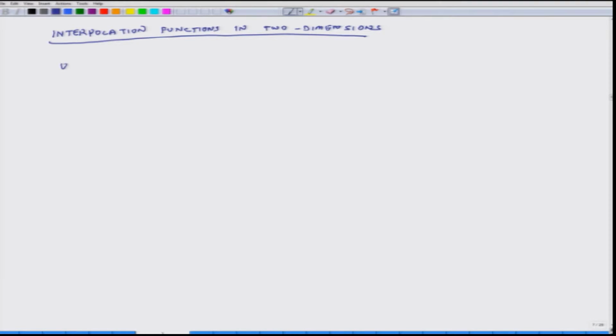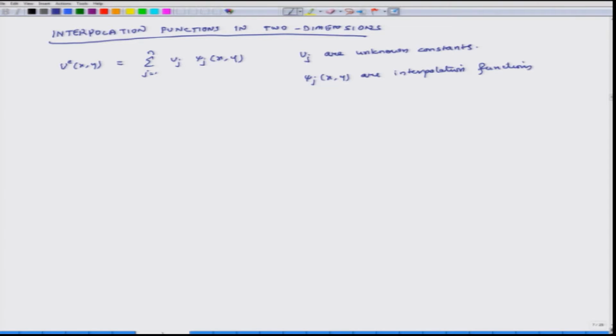So what does that mean? So, we had said that the displacement or the variable u, we can approximate it as the sum of uj psi j of x and y, where j could be 1 to n, and here uj are unknown constants, psi j are interpolation functions for jth node.